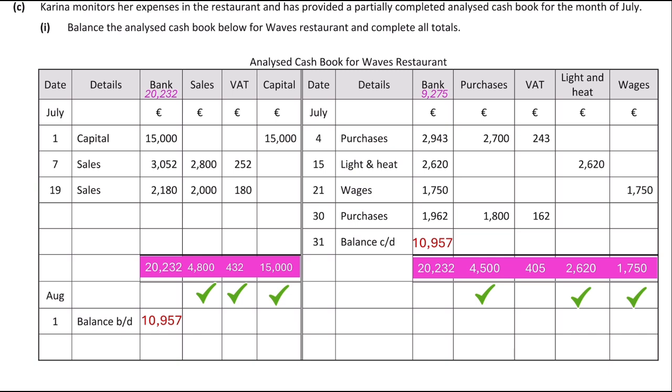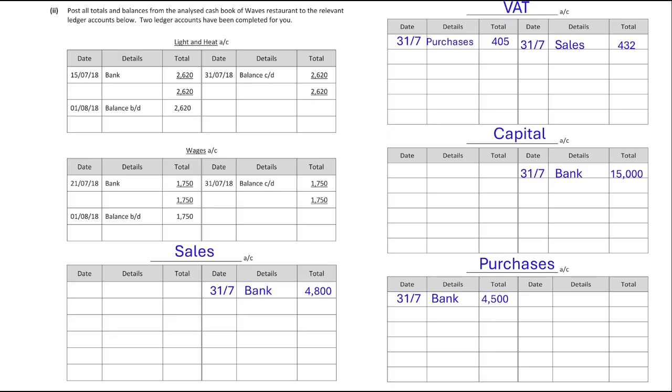Then we have the VAT account. The VAT is 405, on the right hand side of the analysed cash book, so it's going to go into the left hand side of the VAT account. You'll see in the VAT account we have 405 on the left hand side, 432 on the right hand side. In the details part, we're just saying if it's VAT on sales or VAT on purchases.